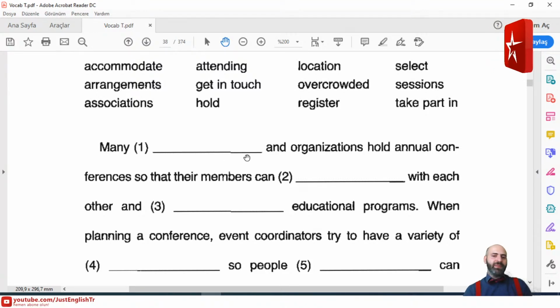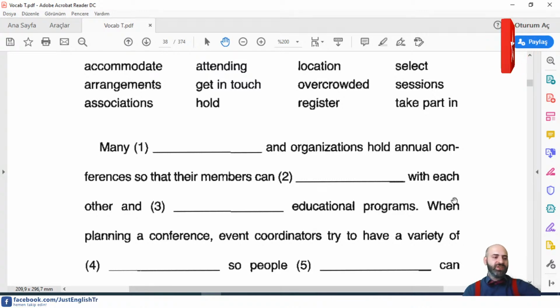Many, blah, blah, blah, and organizations. So, of course, we need to use a noun over here. Which noun do we need, guys? Firuza and Ramazan say associations, and of course, guys, you are correct.